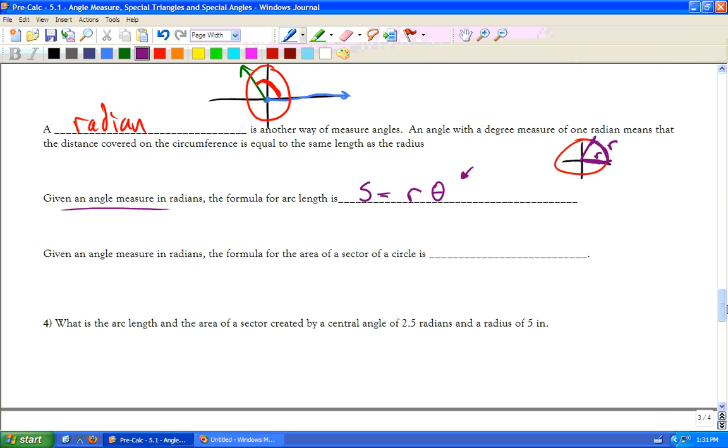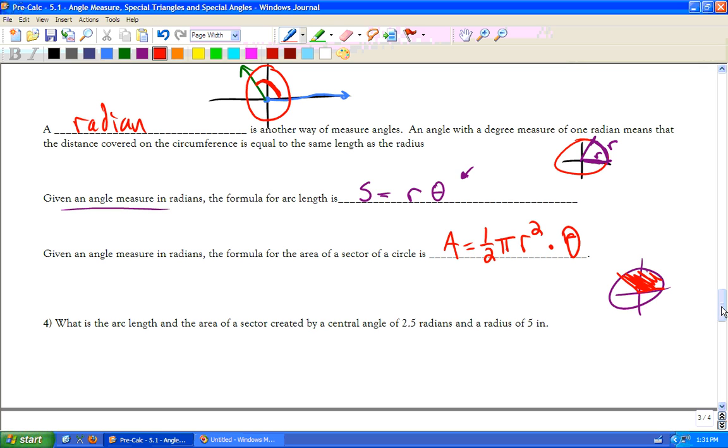Another way, given an angle measure in radians, is the formula for the area of a sector of a circle. If I were to draw a circle and a central angle inside that, I can figure out the area of that sector with the expression area equals 1/2 times the radius squared times the angle, in this case theta. Hopefully both of these look familiar, maybe you can see some connections, but we're going to show them in a little bit.